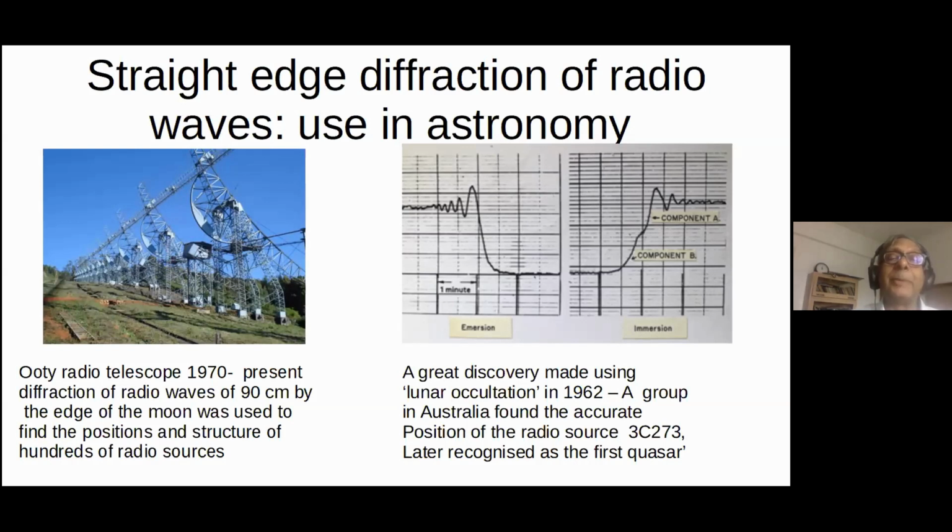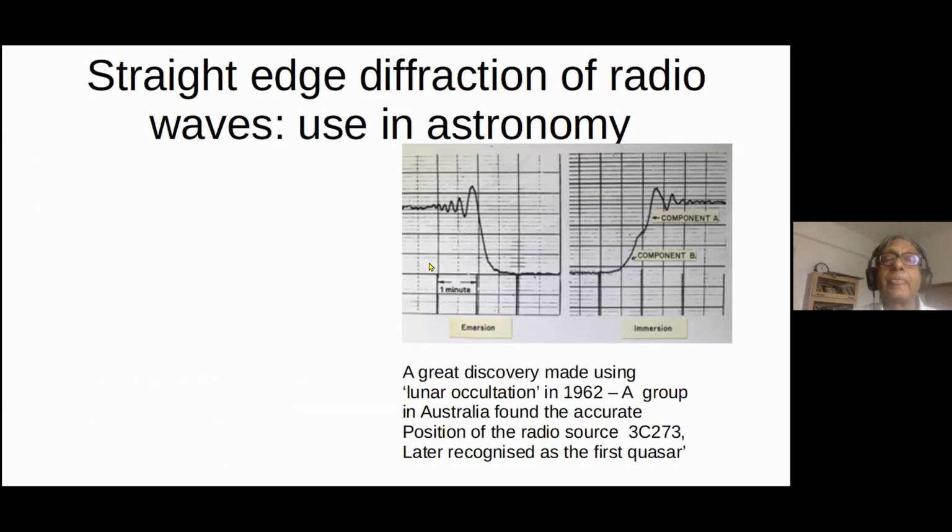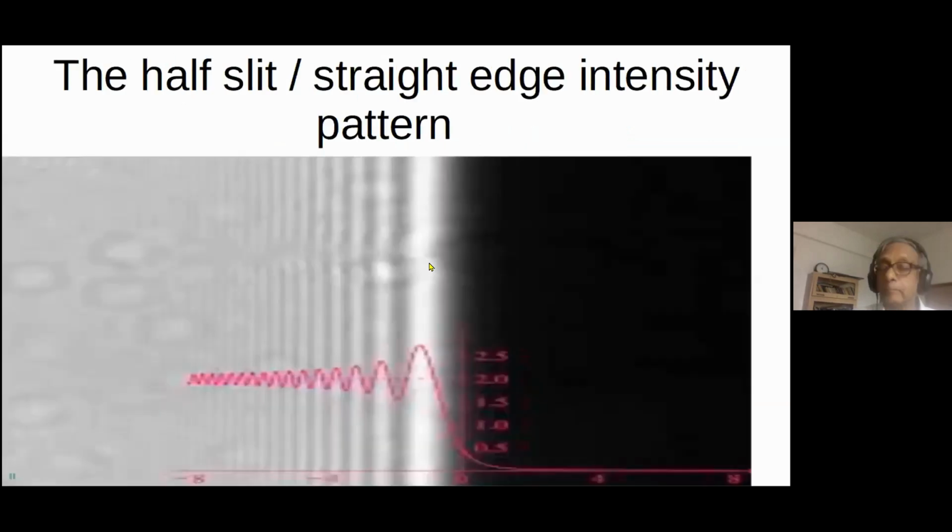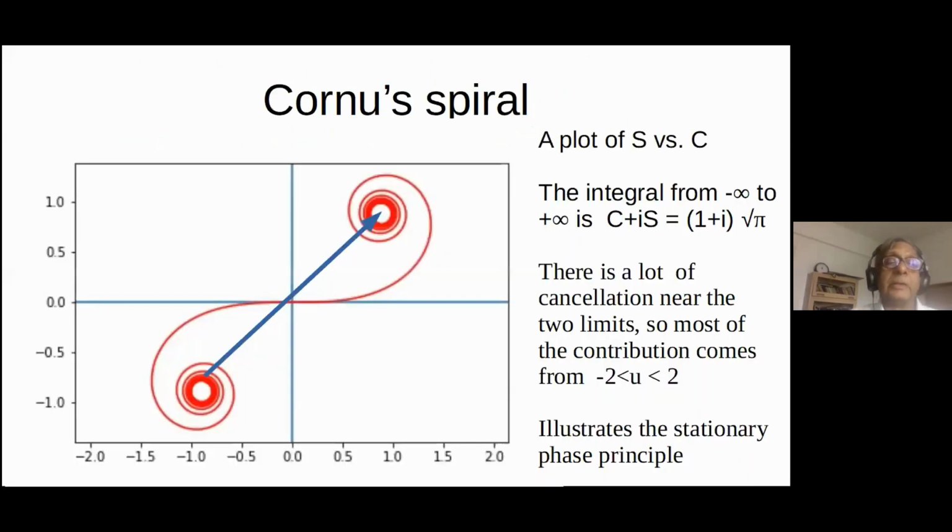Now, maybe we'll go back to the Cornu spiral and see how we understand this. So first, suppose that the slit, which is covering up the incoming wave, is very far up. So you get the definite integral from minus infinity up to plus infinity. And that is this vector, which I told you is proportional to (1 plus i) into root of pi. So that's what it is.